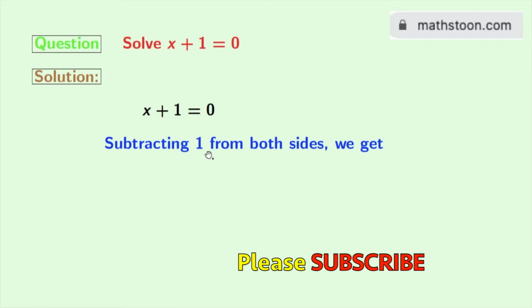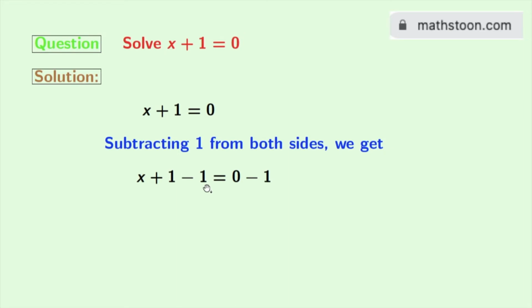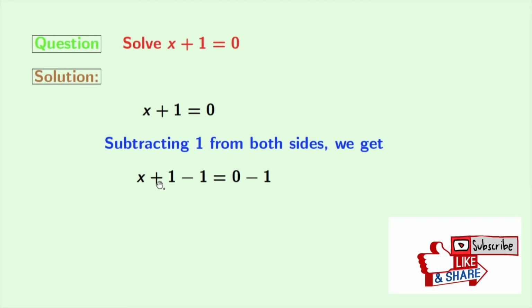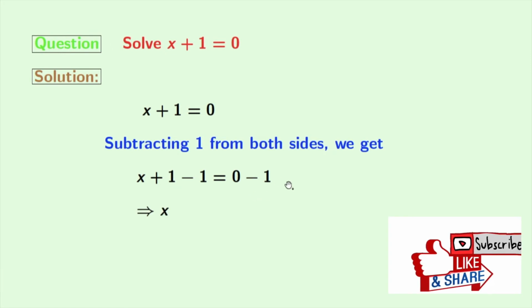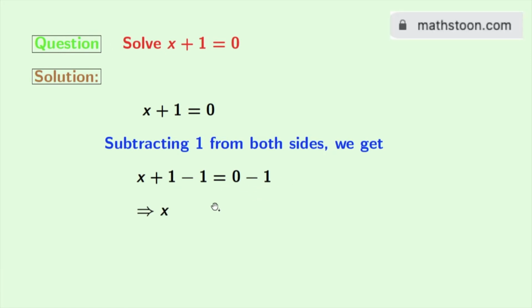Doing that, we get x plus 1 minus 1 in the left side, and in the right hand side we get 0 minus 1. Now look that in the left hand side plus 1 and minus 1 means 0. So we are left with x. And in the right hand side 0 minus 1 means minus 1. So finally we get x equals minus 1 as our answer.